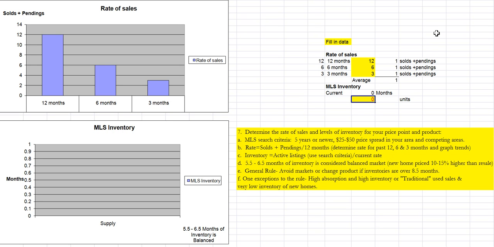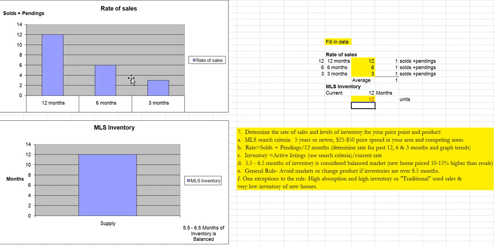Then I look at how many active listings I am competing with. Okay, let's just say there are 12. Well, what this graph will show you now is that we have solds and pendings. We have 12 over 12 months, 6 over 6 months, and 3 over 3 months, an average of 1 right here. And then we put in our actives. We have 12. That shows us that we have a 12-month supply of inventory homes. Well, knowing that 5.5 to 6.5 months is a balanced market, this is something we probably would want to avoid, unless we end up with scenario F here, where there's a high absorption and high inventory of traditional used sales versus a low inventory of new homes.